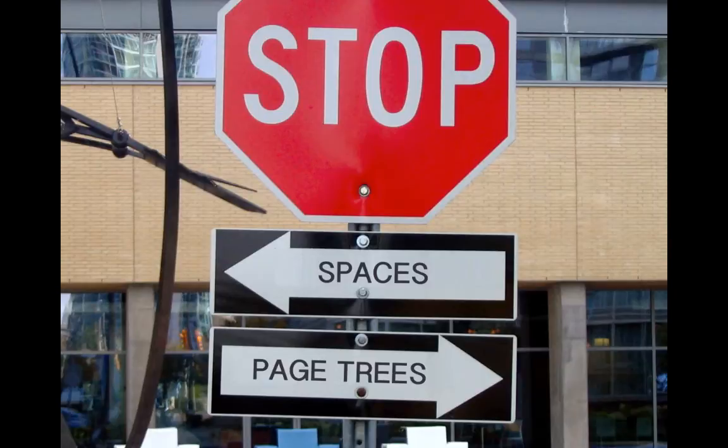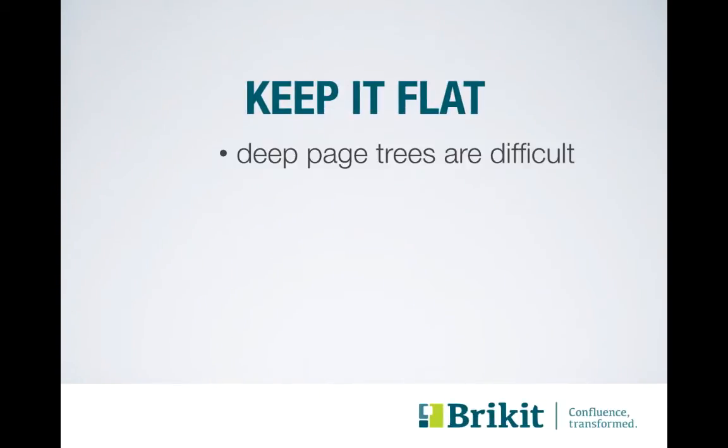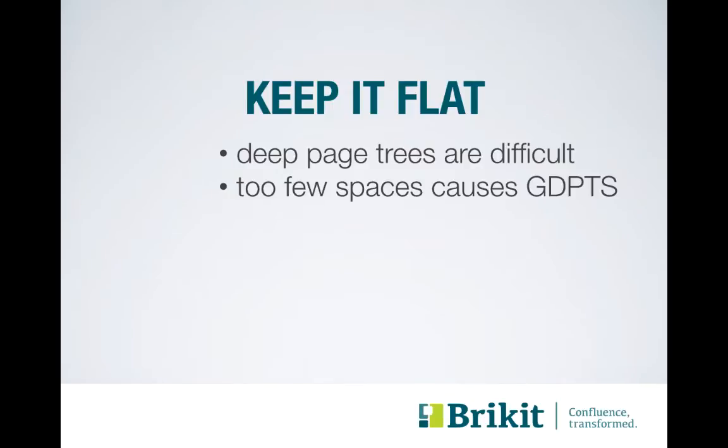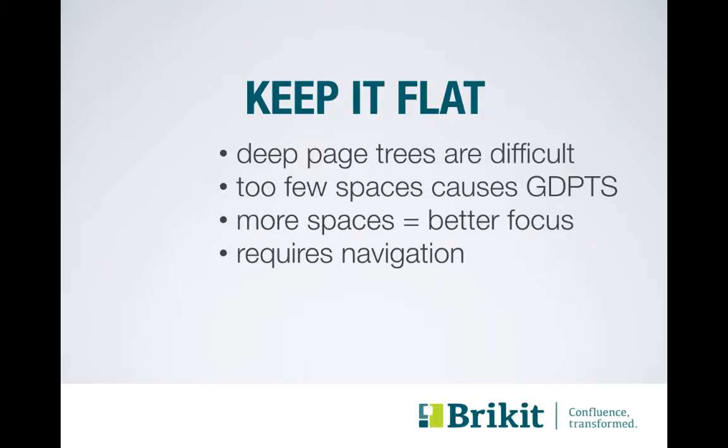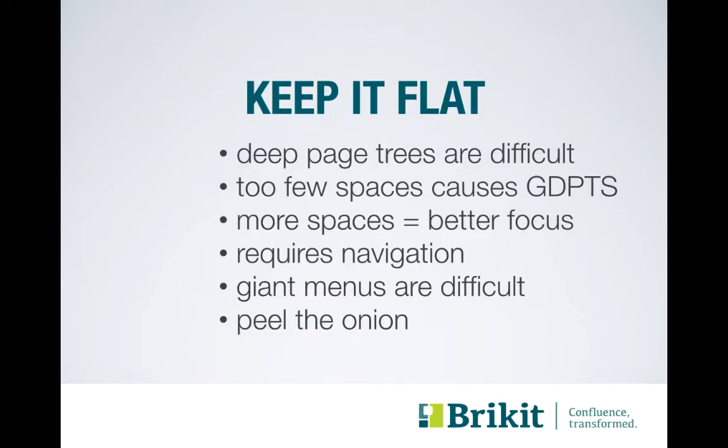However, we recommend keep it flat, because deep page hierarchies are difficult to navigate and maintain. And too few spaces is also the leading cause of what we call giant disorganized page tree syndrome. Also, more spaces means that you have better focus when in the space because you're just seeing relevant content around there. You don't have to filter out what else there is. But keeping it flat requires things like navigation, such as menus. And likewise, those can become difficult to navigate or maintain when they get large. Right? So we recommend a peel the onion strategy.